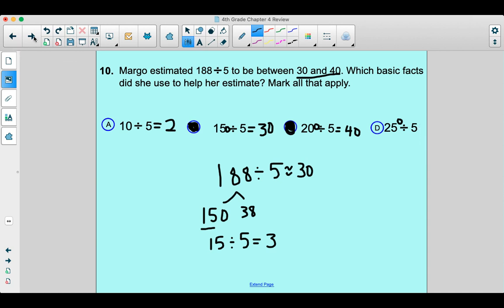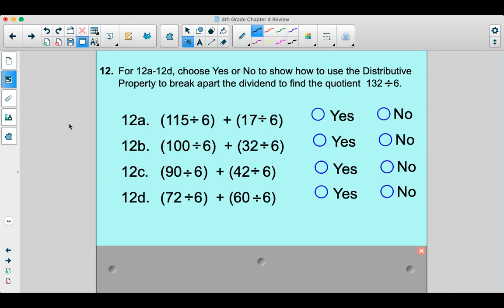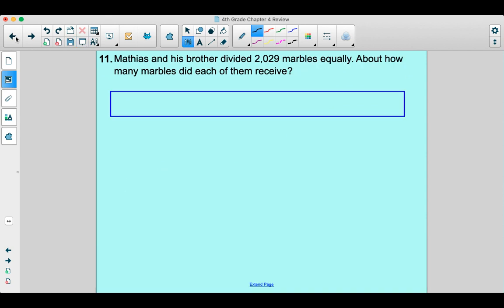All right, Margot, this question was a little odd. Oop, but we don't want to skip number 11 with Matthias. All right, so we've got number 11. Matthias and his brother divided 2,029 marbles equally. About how many marbles did each of them receive? Okay, I love it. We've got Matthias and his brother. How many people is that? 2. And they're dividing this number equally by 2, right?